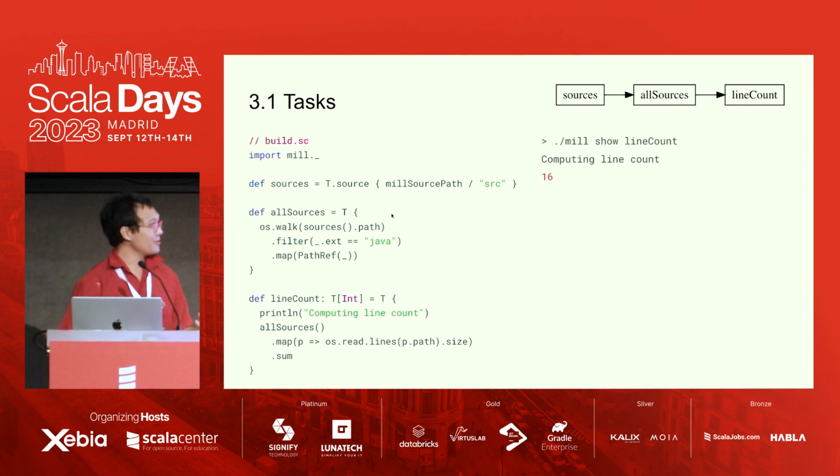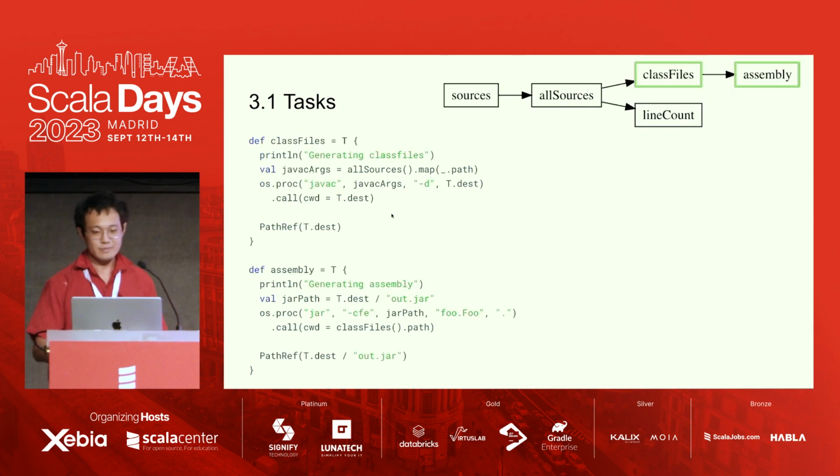So again, we're not using lineCount anywhere downstream, but we can start using mill show to do things with it. And all the normal things will apply, like caching, incrementality, parallelism in a more complex build, and so on. So targets can run arbitrary code. Here we extend our small build graph with 2 more targets, classFiles and assembly. So you can see the change to the graph is up here.